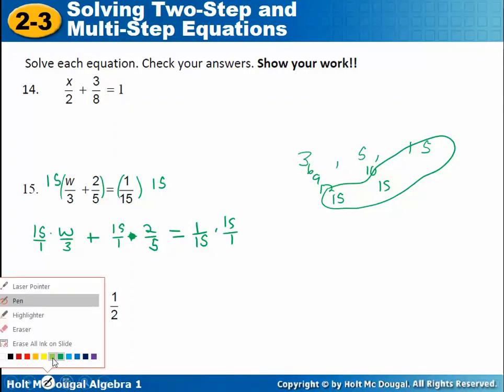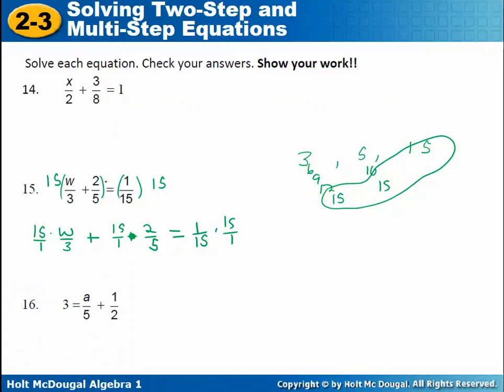I'm going to look for things that can cancel. I have a 3 in the denominator and a 15 up here. 3 is a factor of 15. I can take 3 divided by 3 and get 1, 15 divided by 3 and get 5. When you cancel, you have to divide by the same number. So I'm left with 5W.